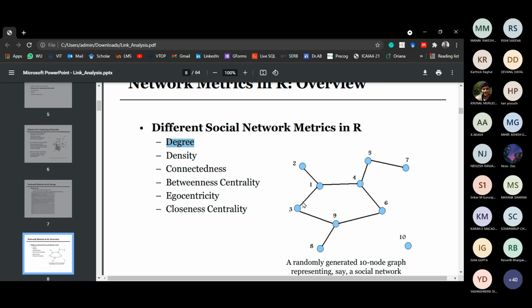Let me assume these are all the users who have accounts on Facebook, and they have connections. Everyone has a friend connection. 1 and 2 are friends. 1 and 3 are friends. 3 and 9 are friends. 9 and 6 are friends. Like that, we are forming a network using a group of users who have accounts in a social network and have friendship relationships. Now, how do we find degree, density, connectedness, betweenness centrality, ego centrality, closeness centrality? These are all the things we are going to see now.